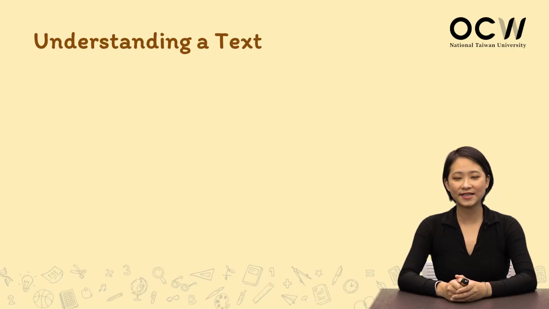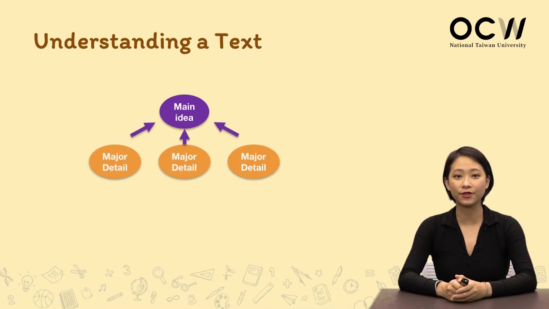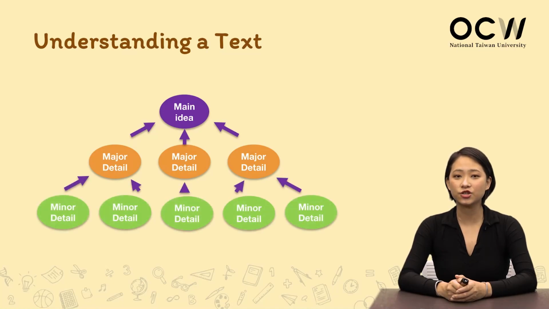So, when we are reading a text, we must first understand its structure. Often in time, our text will begin with a main idea. And using the rule of 3, under each main idea, we will have 3 major details. Then, under each of our major details, we will have minor details to support the claims that each major detail wishes to support the main ideas, and so on and so forth.